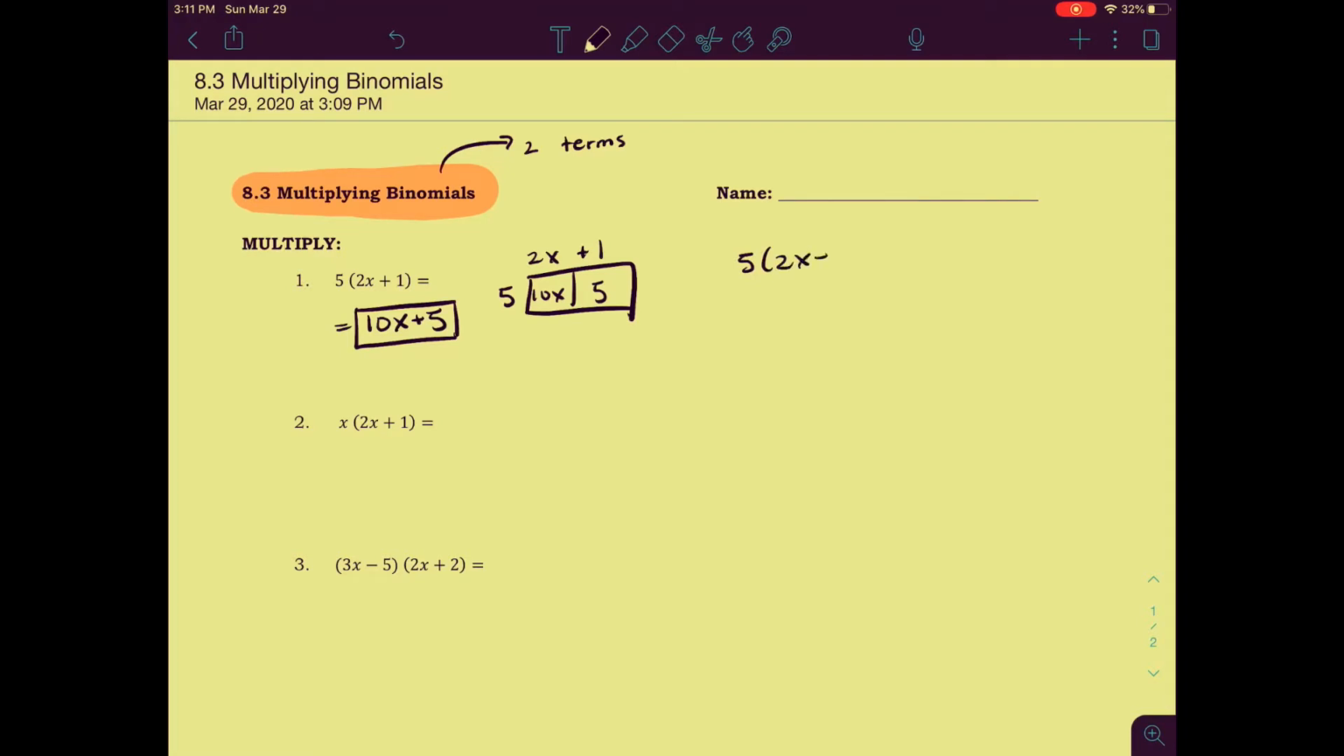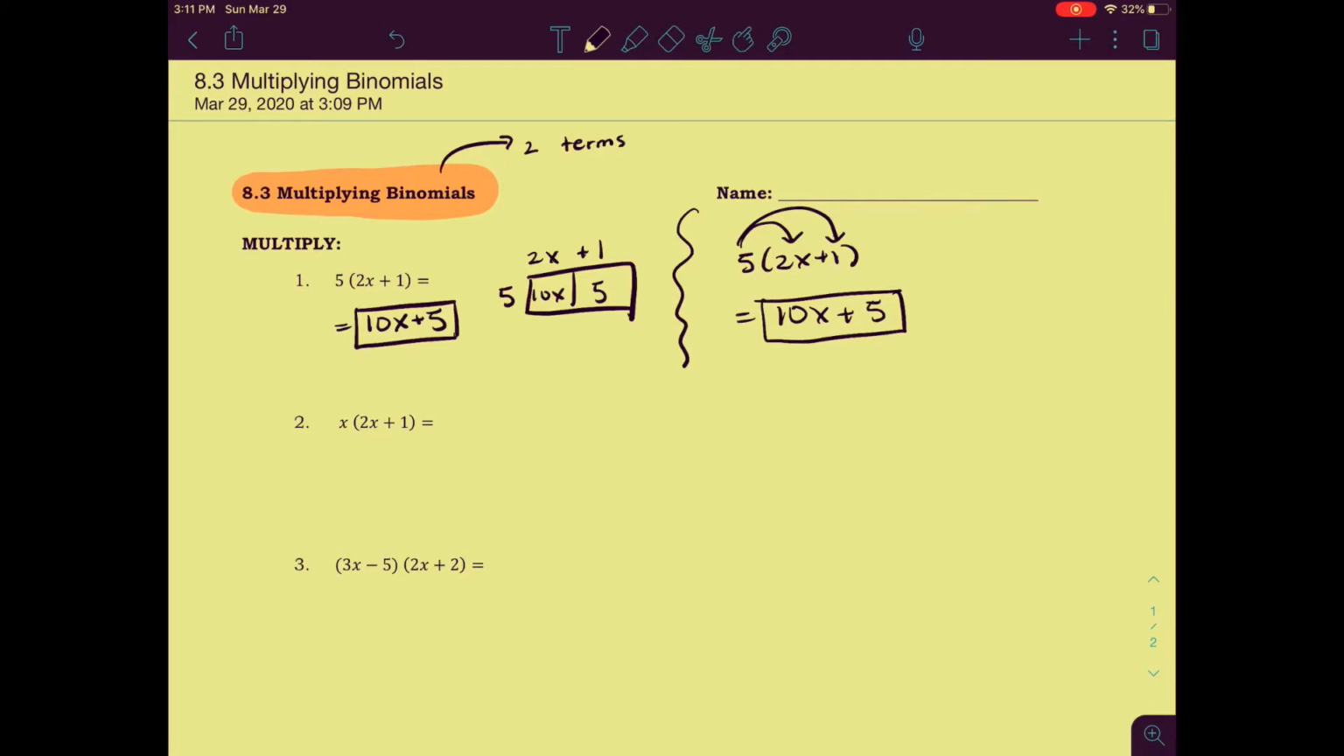Another way we can do this is we can use distributive property, right? Where you're going to take 5 and multiply by 2x, that gives me 10x. I'm going to take 5, I'm going to multiply it to the 1, and that gives me positive 5. In the end, you get the same answer regardless, but I want to just make sure you're clear with the two different methods, right, as we move forward, okay?